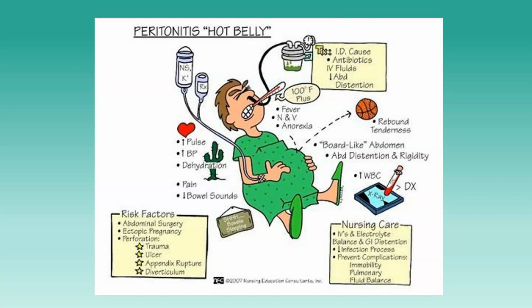Nursing care is IVs and electrolyte balance. You want to manage the GI distension with their NG tube. You want to prevent complications such as immobility. You want to make sure that you keep up with good pulmonary hygiene and try to maintain their fluid balance as well.